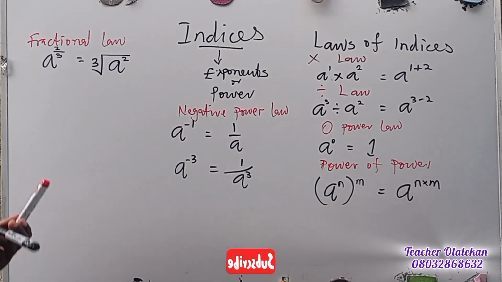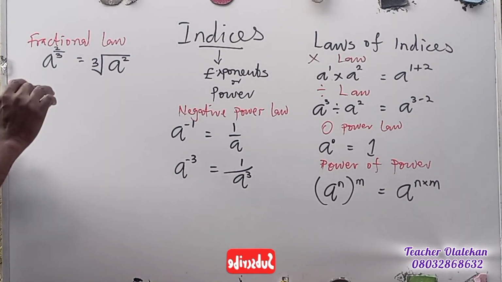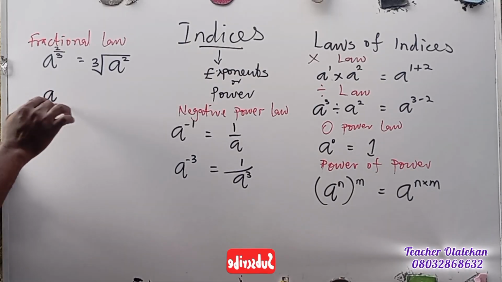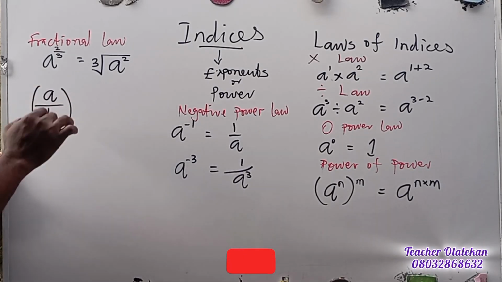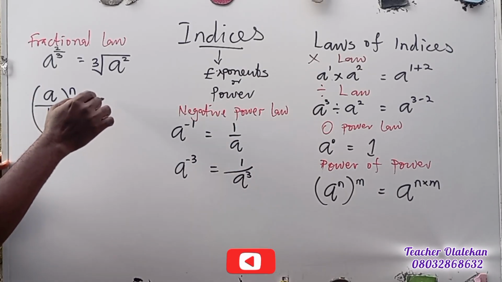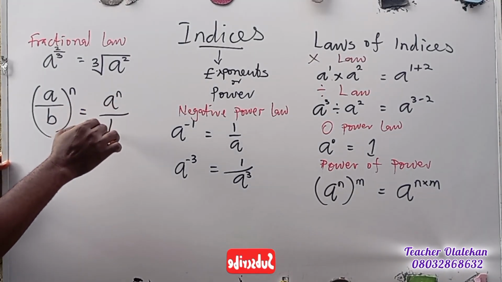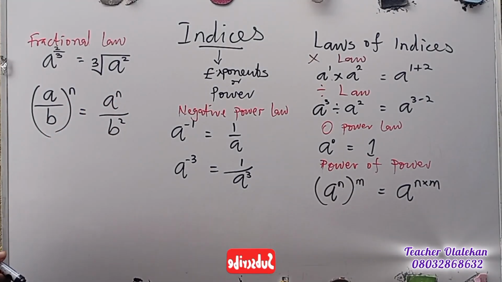So the laws of indices are just these little ones that we've had, and in a fractional law we may also have a fraction in a power like this. Let's have a over b in brackets, raised to, let's say, n. That simply means a raised to power n divided by b raised to power n. So that's also under the fractional law.